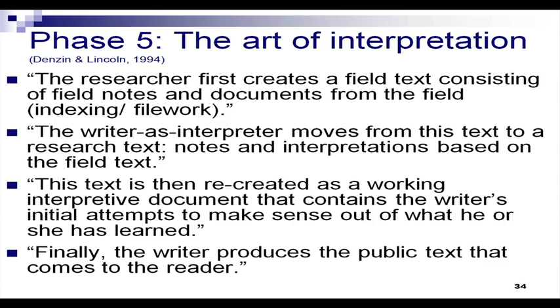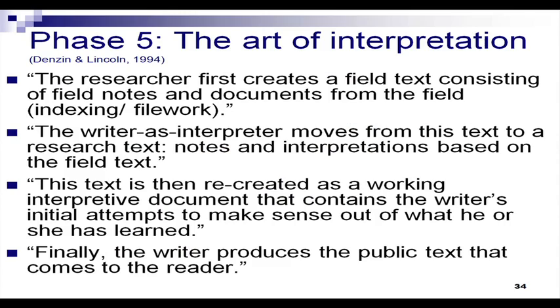This text is then recreated as a working interpretive document that contains the writer's initial attempts to make sense out of what he or she has learned. Once we have noted down what we see, then we start connecting the dots and we write a first draft and say this is what it is likely to indicate. And then the writer produces the public text that comes to the reader.